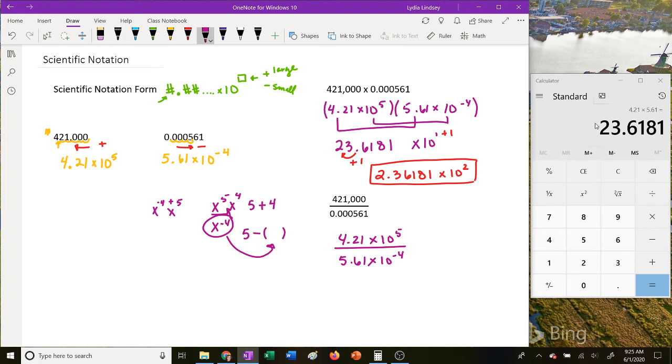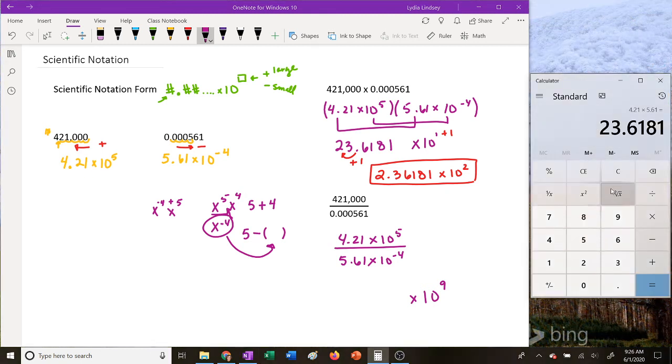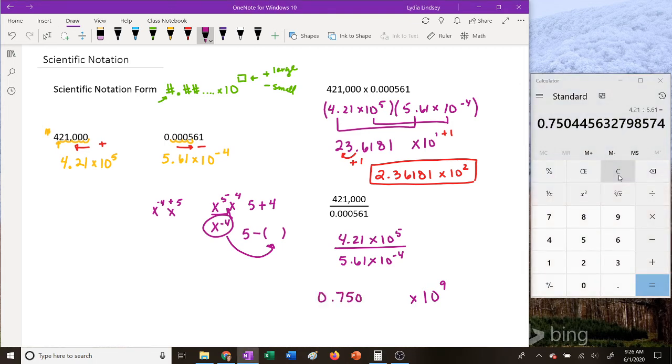So I can say that my final answer here is 10 to the 9th, and then I can go ahead and do my math. So over here again, I can go ahead and say 4.21 divided by 5.61, and I get 0.75044. We're going to have a huge number. We are going to, just for the sake of this, cut it for a second because of space. But notice the same scenario happened. I did it on purpose so you can see that.